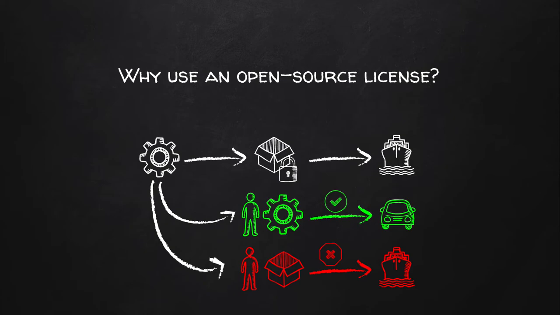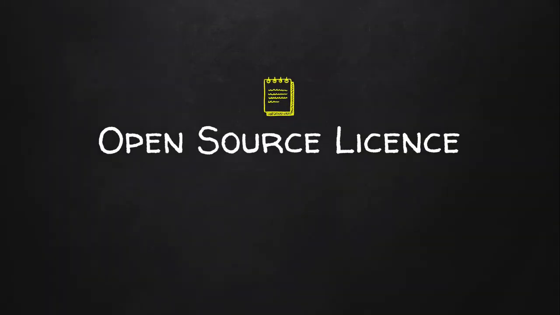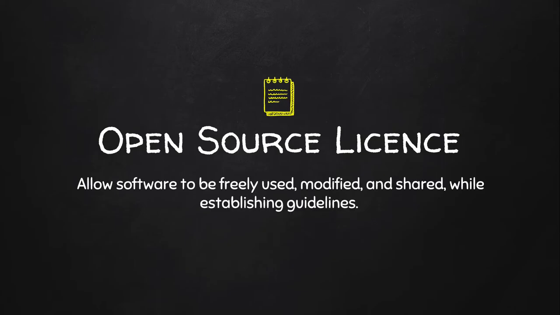But you may want to put a restriction around how your software is being used. You still want others to use it. That's why you choose an open source license. An open source license allows software to be freely used, modified, and shared while establishing guidelines. You get to set the guidelines on how it's going to be done.